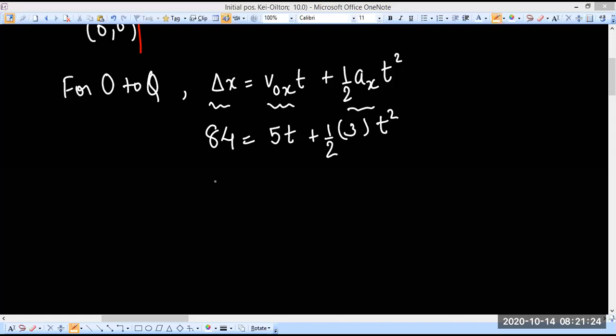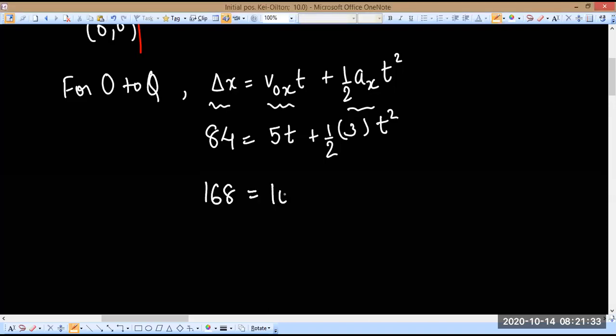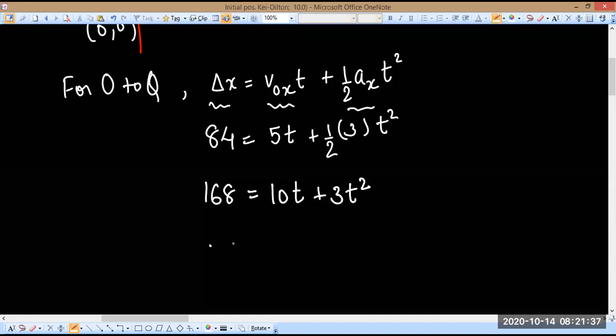6. Okay. Well, let me do it then. I took LCM and multiplied 2 everywhere. So now I'm going to simplify it. 3t square plus 10t minus 168 is equal to 0. Right? Now here you have to do factors of it, 3 into 168.